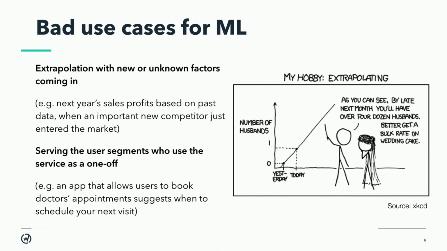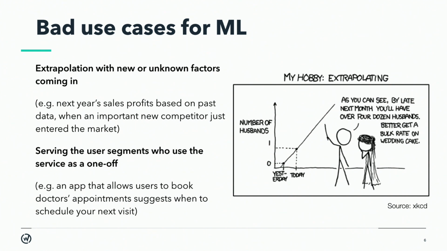There are also some bad cases for machine learning. We talked a little bit about extrapolation already. If you have some kind of new or unknown factors coming in, but your data is based on some history without those factors being present, then you cannot really rely on machine learning to give you accurate results. Like also this example from XKCD.